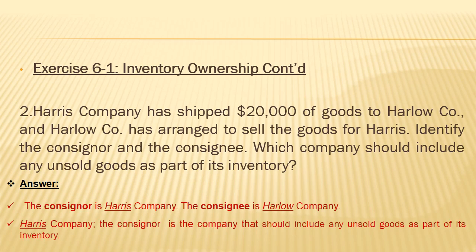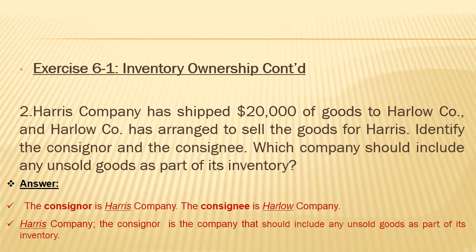The consignor here is Harris, since Harris is the one who shipped the goods to Harlow Corporation in order to sell these goods for them. The consignee is Harlow Company, since Harlow Company is the company responsible for selling the goods for Harris Company.